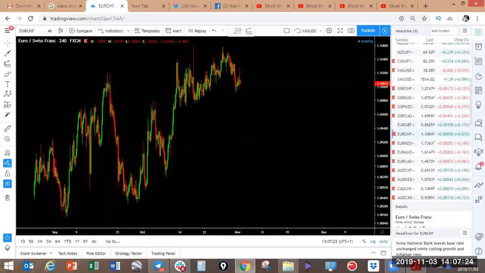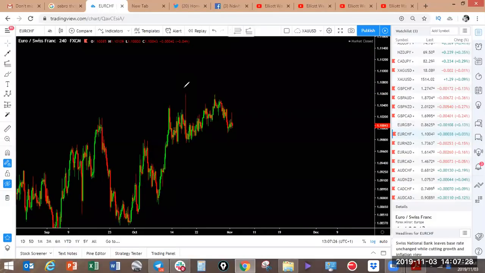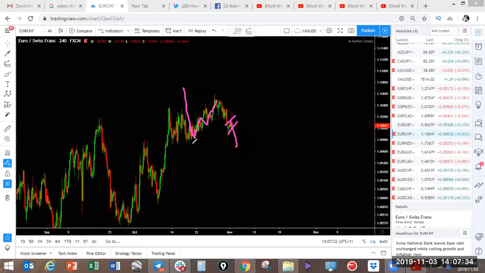EURCHF. Now EURCHF, we saw how this one has made this impulsive move and a correction here. It will continue lower back to this level. So euro is going to come to this level. Is it going to continue higher? That we'll see if we get an indication here at that level.